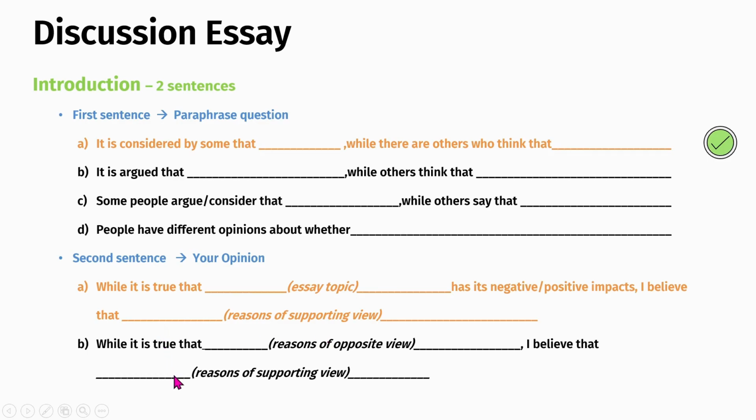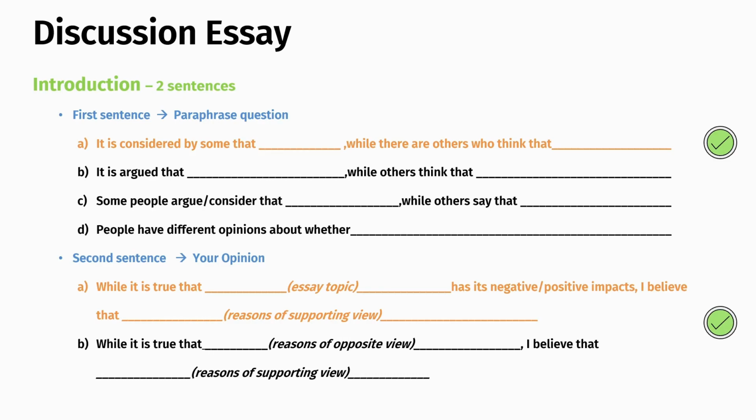You have a second template as well, which is, while it is true that, here you can give the reasons of your opposite view, and I believe that, what is your opinion? The reasons of your supporting view. So you can choose any of these for your second sentence, and this will be your opinion sentence.